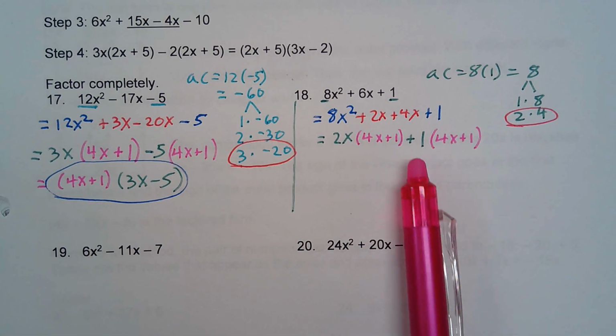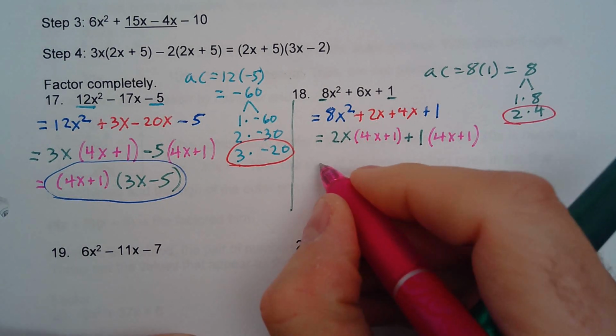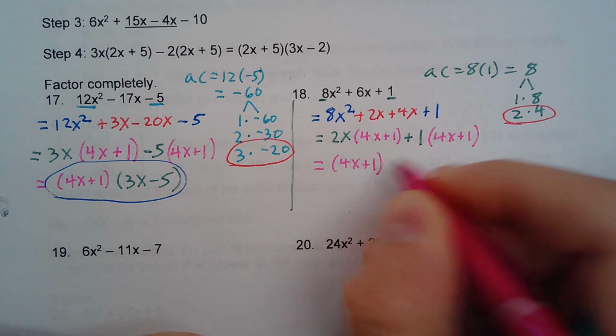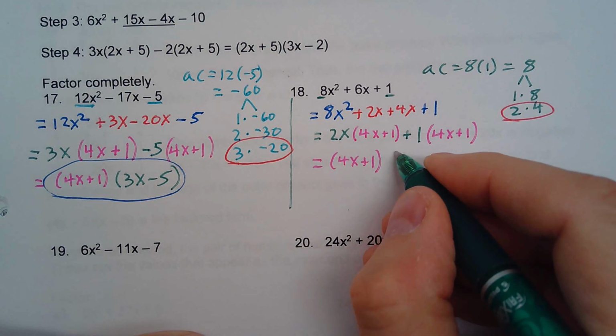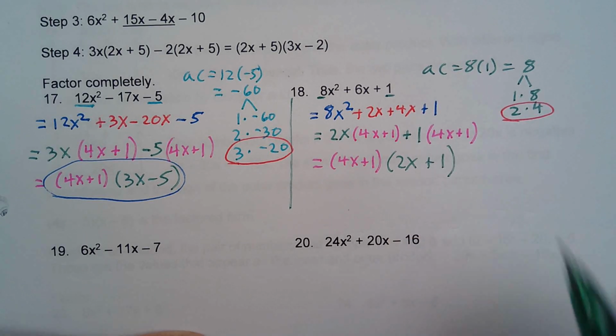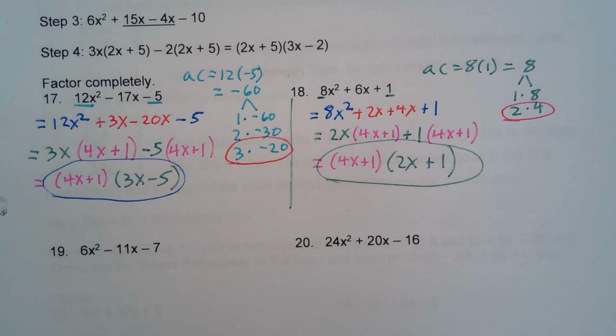And the reason I want to write that plus 1 is now when I do my next step, I can pull that 4x plus 1 out in front. My leftovers, and I have 2x. Now I know what to write here. I need to write my 1 here. And so that will give me my answer.